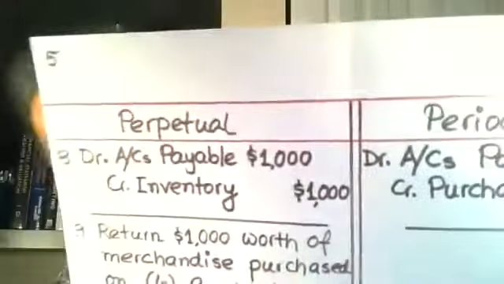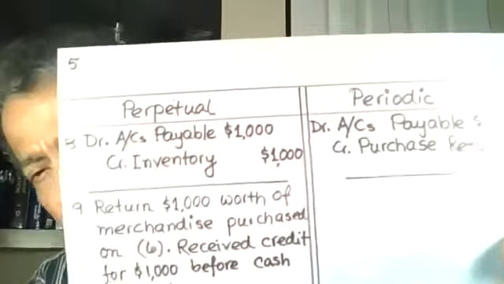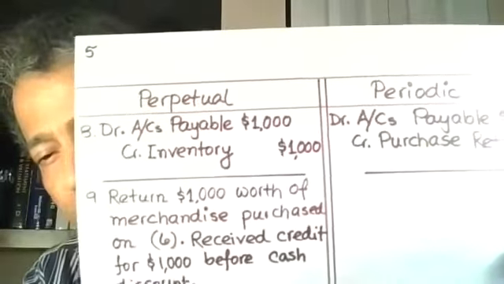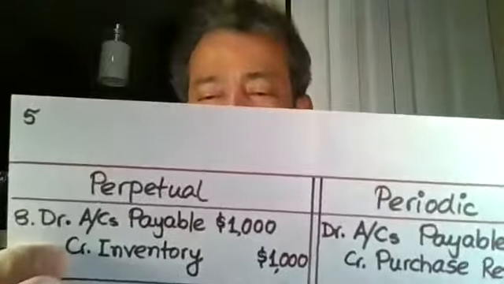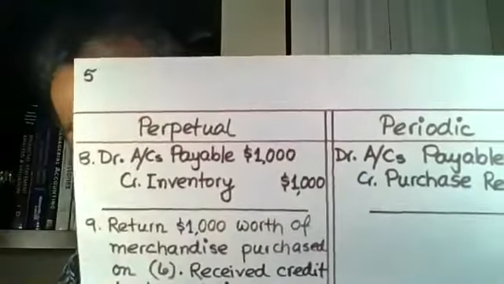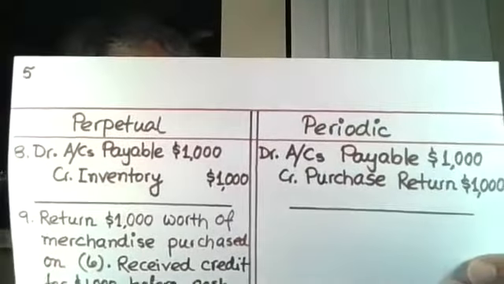Debit accounts payable, credit purchase return. Here, debit accounts payable, credit inventory, not purchase return. So purchase return, 1 entry, not 2. Sales return will have 2 journal entries, but we're going to have inventory here. All right. So there's transaction number 8, which deals with a return of goods that we purchased in number 2.